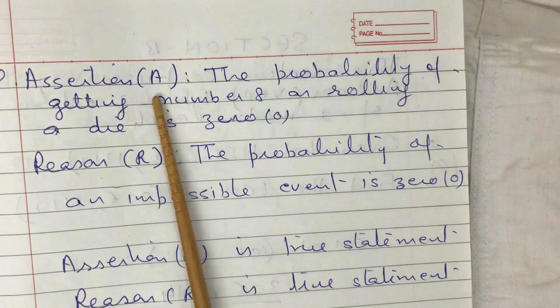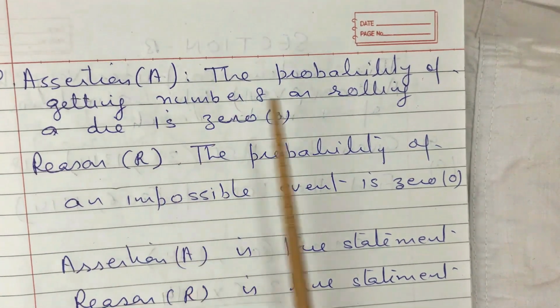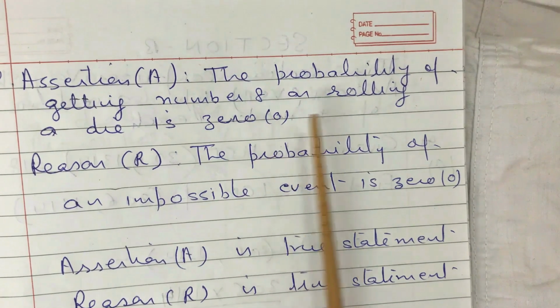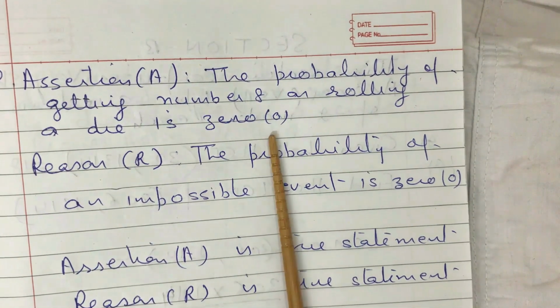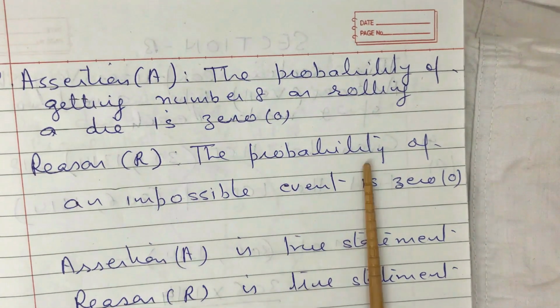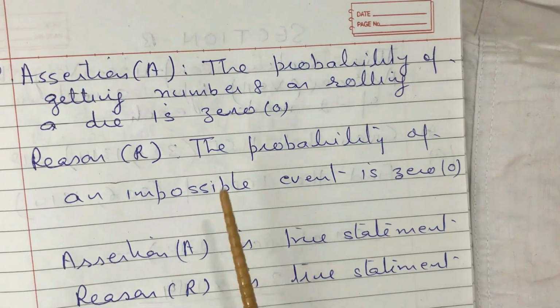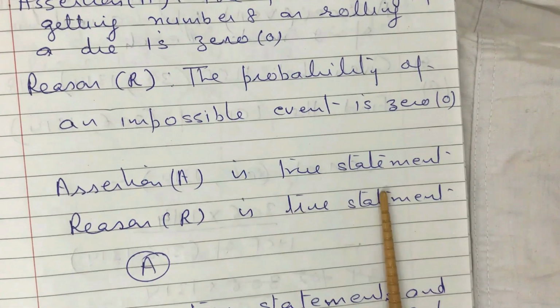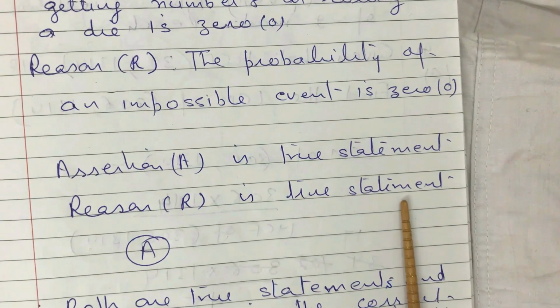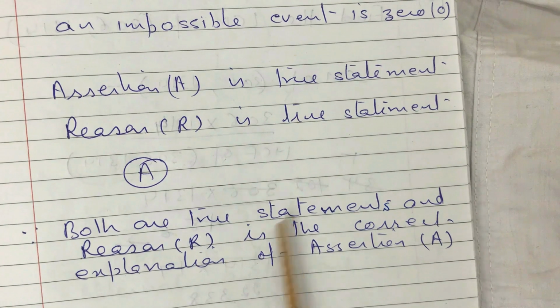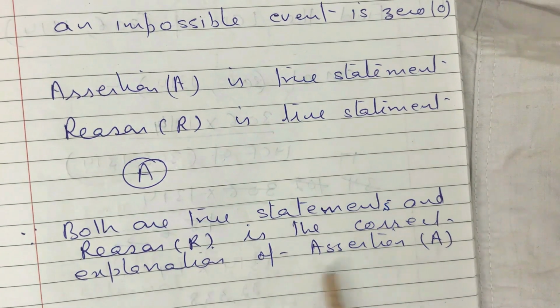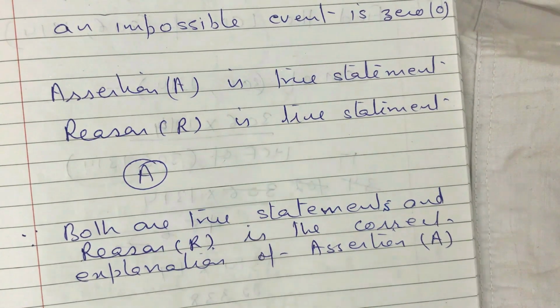Now the 20th question. Assertion A: the probability of getting number 8 on rolling a die is 0. Reason R: the probability of an impossible event is 0. Now both are true statements, and reason R is the correct explanation of assertion A. So A is the option.